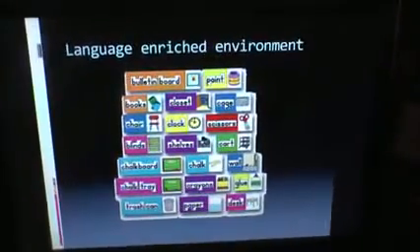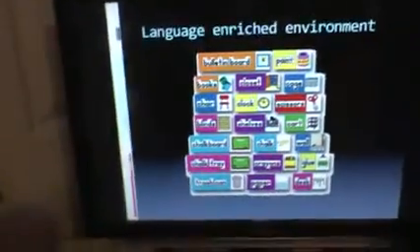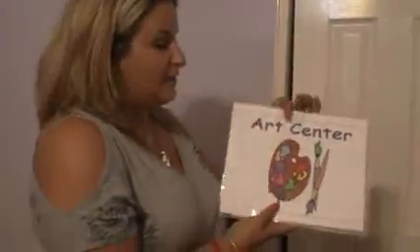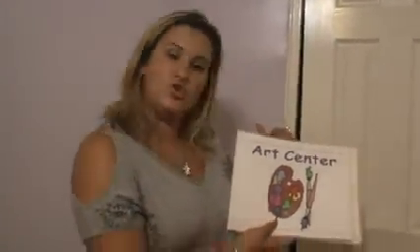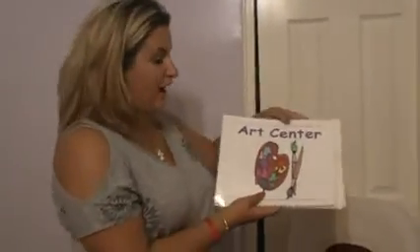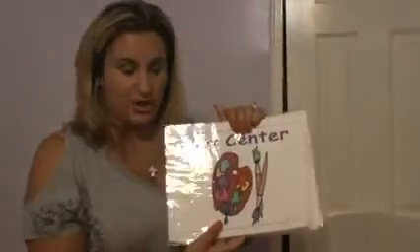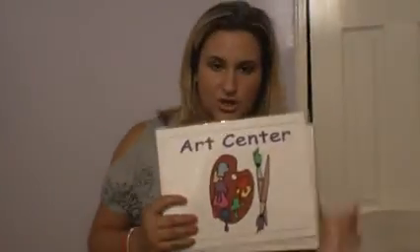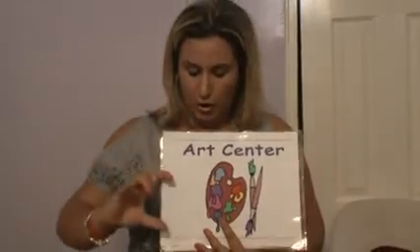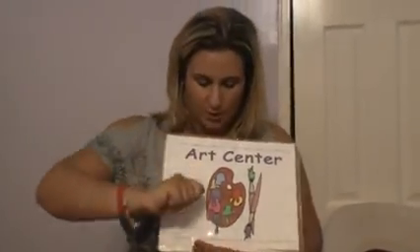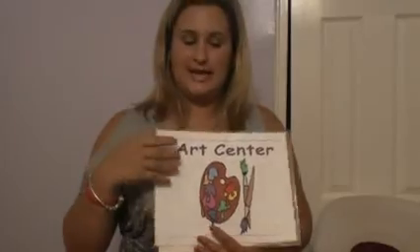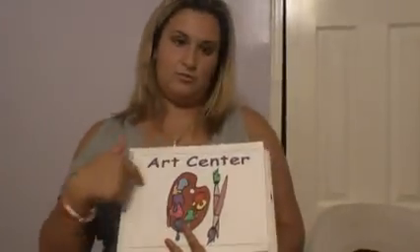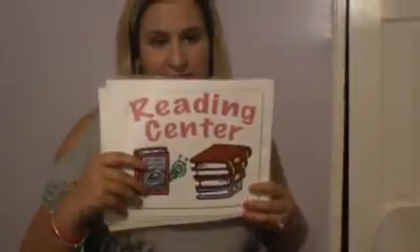Another thing that I do in my classroom is I have all my centers labeled around my room. This is an example of some visual aids that I use in my language-enriched environment. This is my art center. This is hung in my art center, and when the child is asked, where would you like to go in center time, they have a smaller version of this, and they can go up to this poster and put their name here to indicate what they want.